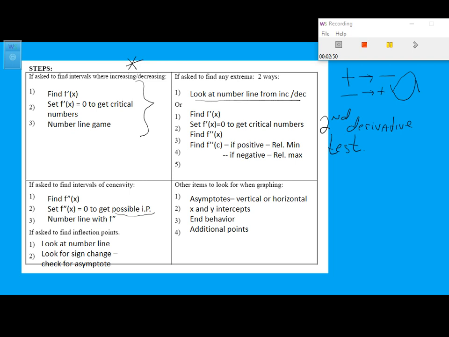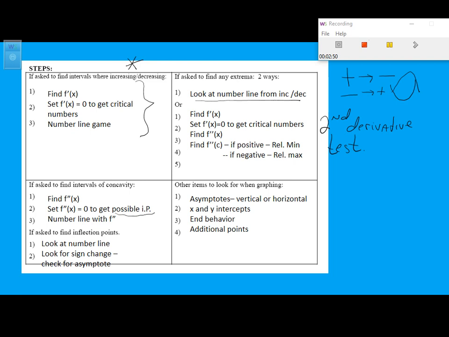If you're asked to find inflection points, you look at your number line and you look for a sign change. No sign change, no inflection point. Now be careful. It's possible that you could have a sign change, but it not be an inflection point because there's an asymptote in the original graph. We'll do one of those to make sure you understand that.